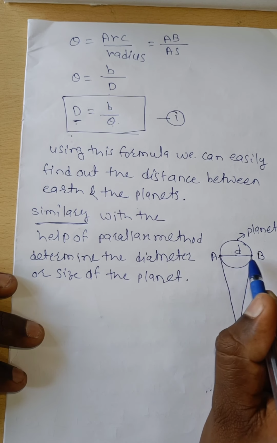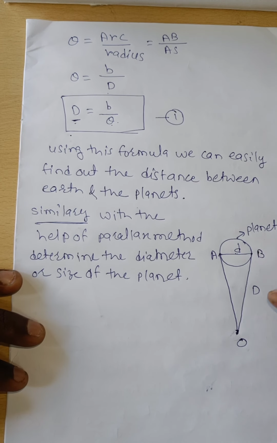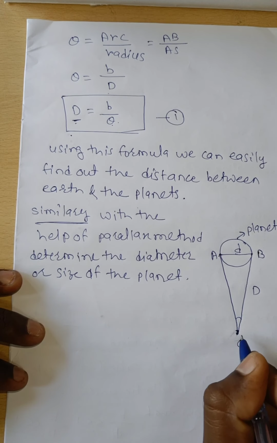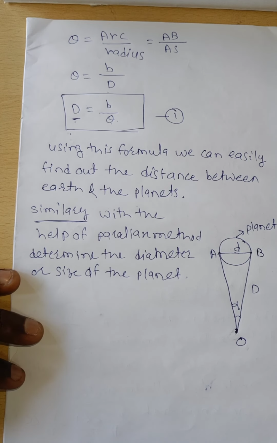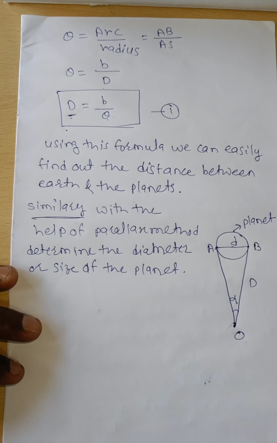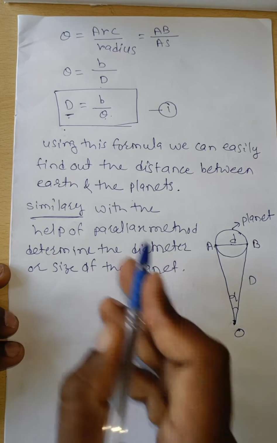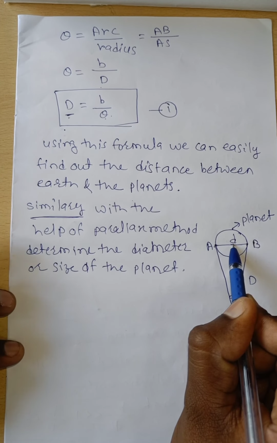Then the distance between A and B is d, and the distance from that planet to the earth is a capital D. Here the angle made on the earth's surface is alpha. This angle alpha is known as the angular size. Then, using the same formula, you have to determine the diameter of the planet.